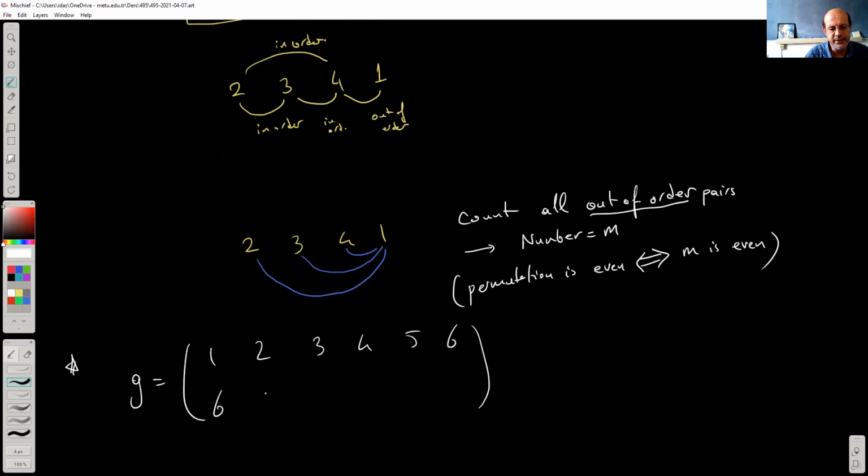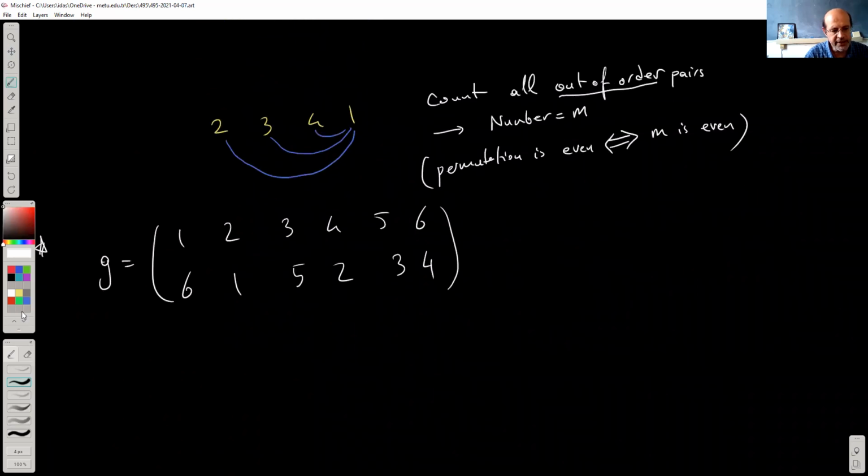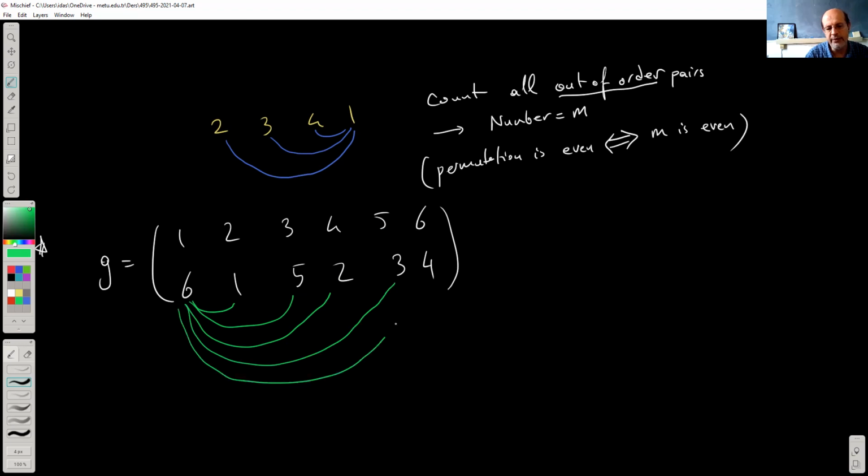Let's say 6, 1, 5, 2, 3, 4, for example. It's just arbitrary. I just need to look at all of the out-of-order things. So for example, 6 is out of order. 6 is the largest element, but somehow it appears first. As a result, we have these 5 of them in here.